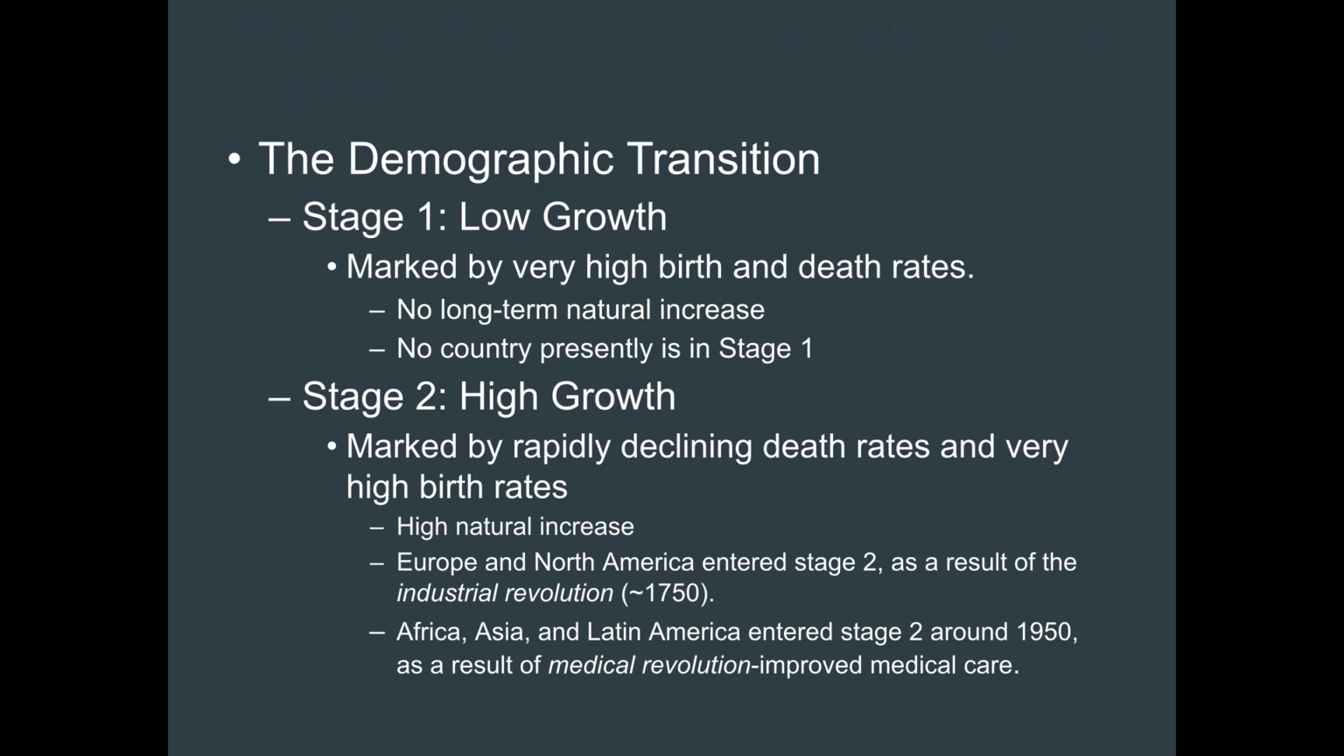Stage 2, the high growth, is marked by a rapidly declining death rate and the continuing of a very high birth rate, which leads to a very high natural increase. Somewhere around the Industrial Revolution, or just before, Europe and North America went through this. In the 1950s, we saw other places such as Africa, Asia, and Latin America go through this. And it really had to do with the medical improvements that were happening in the United States and Europe, that led to those same techniques being adapted in Africa, Asia, and Latin America almost simultaneously. And that also has to do with technology, the ability to move quickly.